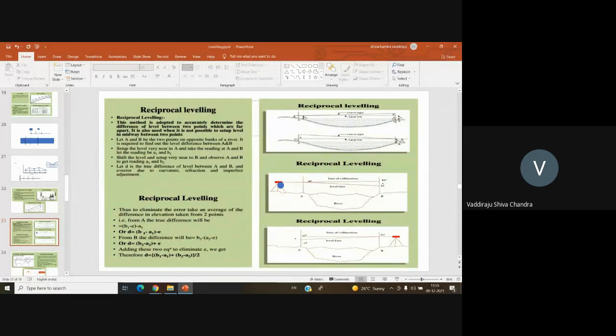But the reading at B is subjected to error because the line of sight, which is supposed to be horizontal when the instrument is set up, will not be horizontal. The level line and the line of sight will not coincide because the effect of curvature is coming into picture here. As the distance increases from the level instrument, the effect of curvature comes into picture. So the value should be here, but the line of sight, you see, you are getting it above. So you are getting some error here. This small portion is called your error.